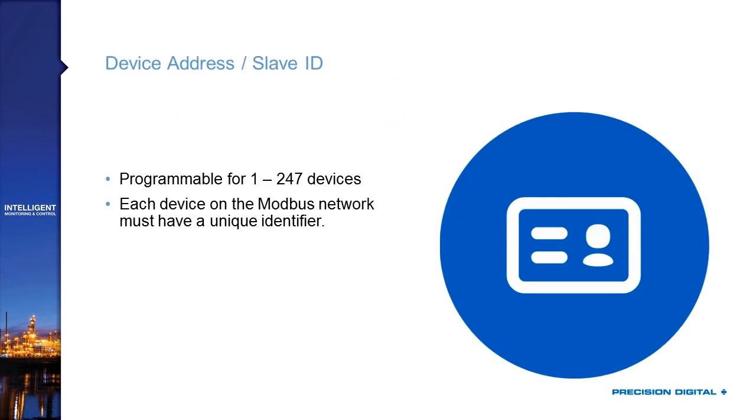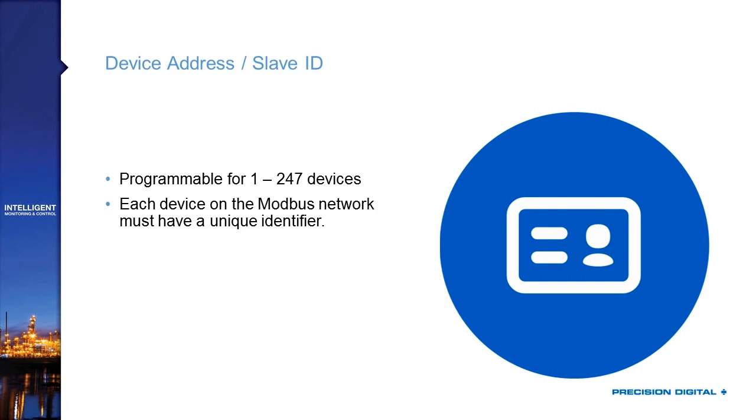The first thing that every Modbus device is going to have is some kind of device address. Sometimes it might be called a slave ID, but essentially it's an identifier for it on the Modbus network. It's going to be a number between 1 and 247, and it is absolutely critical that each device on the Modbus network gets programmed with its own unique identifier.